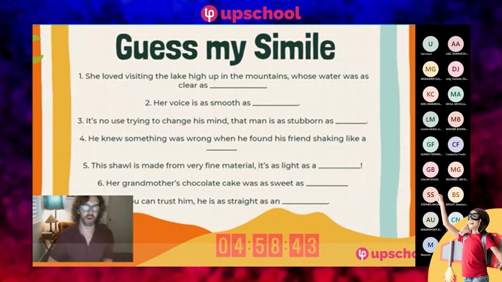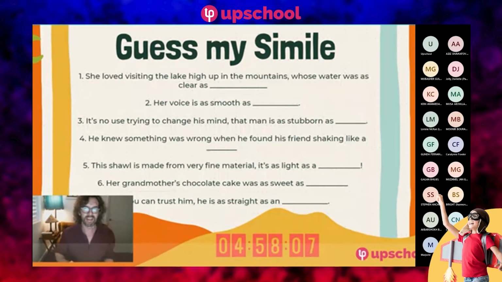You've had about a minute and a half. While you're doing that, I will just read through them for you, in case you can't read them. Number 1, she loved visiting the lake high up in the mountains, whose water was as clear as what? What I have in my mind there. Number 2, her voice is as smooth as, what is the smoothest thing around?